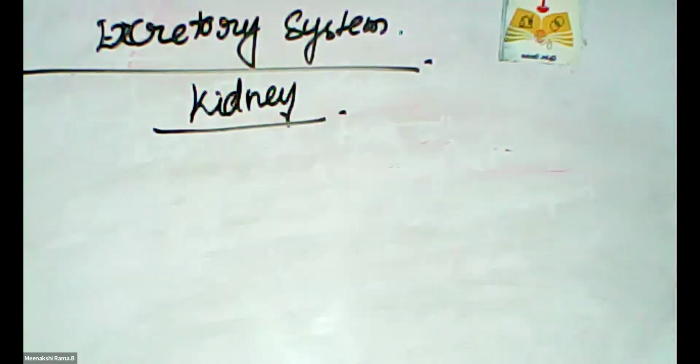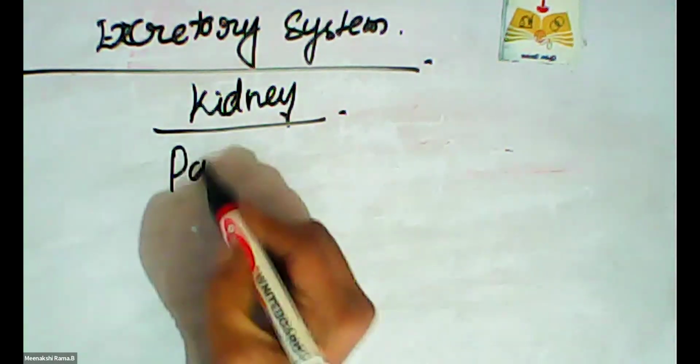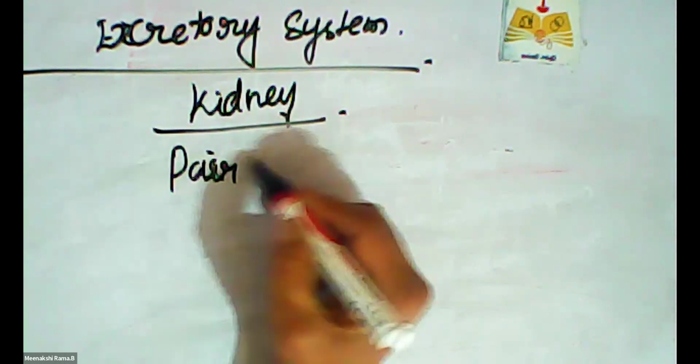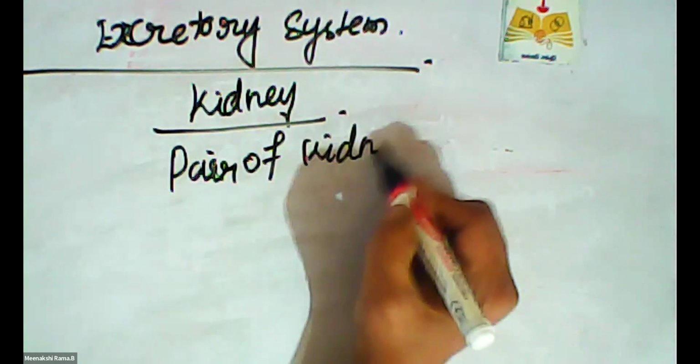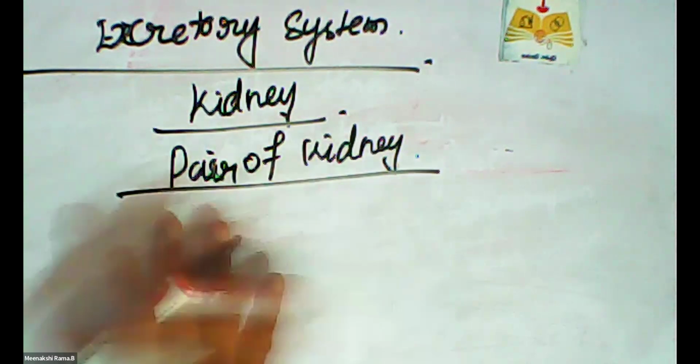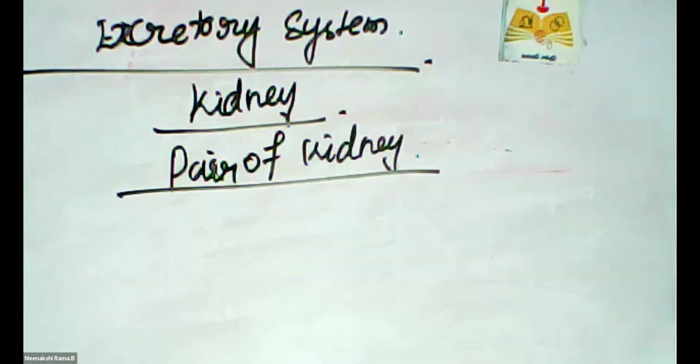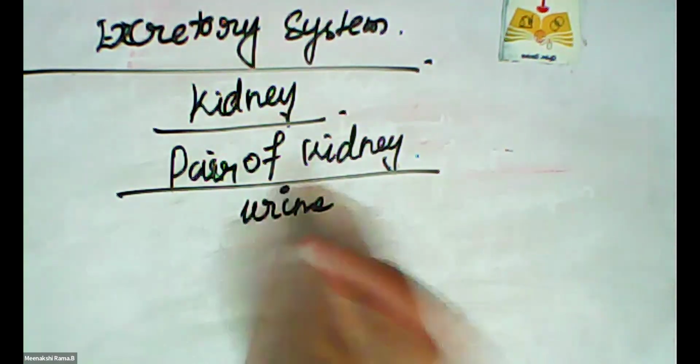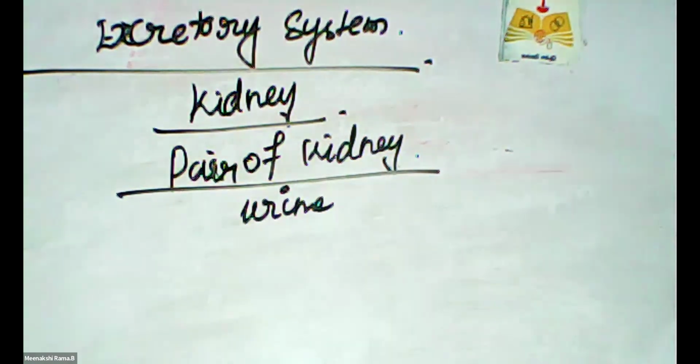The human excretory system consists of a pair of kidneys. Yes, the lungs are two in number. In the same manner, the kidneys are also two. So the pair of kidneys produce the urine. Urine contains the waste product. So the pair of ureters conduct the urine from the kidneys to the urinary bladder. So they store that temporarily, that urinary tract, and then it will remove that part.